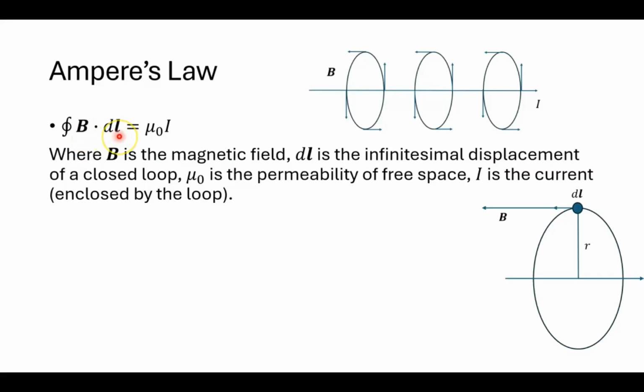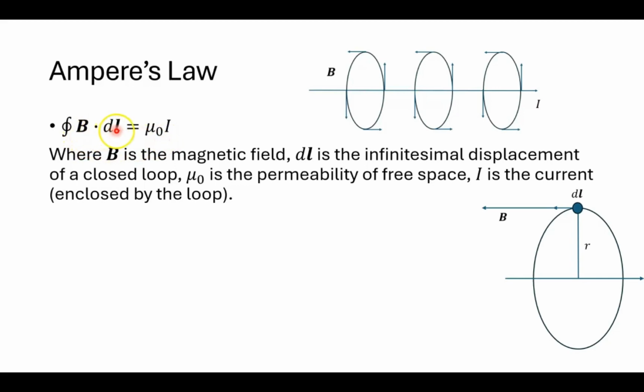And this dl is the infinitesimal displacement around an arbitrary closed loop you choose. This mu0 is the permeability of free space. It's basically a scale factor. It makes the units on both sides of the equation right and also scales the magnetic field down, so the magnetic field strength is relatively low. And obviously the I is the current.